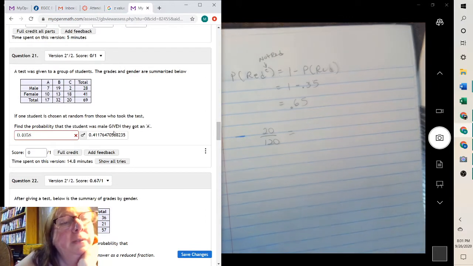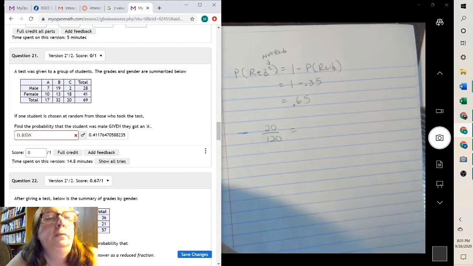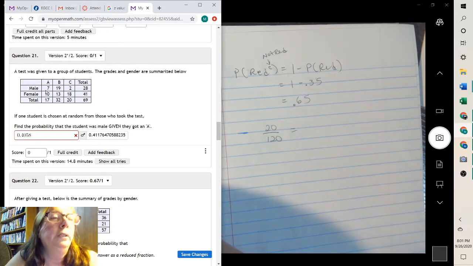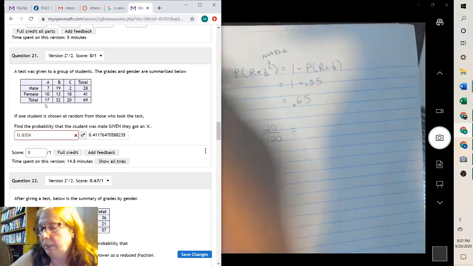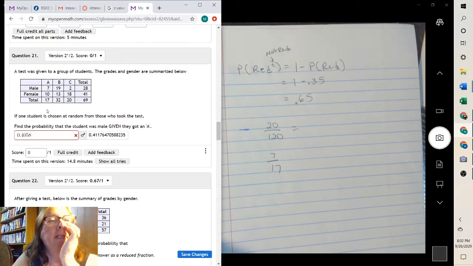This one, when you're talking about given, something that's given, only use that column. So find the probability a student is male given they got an A. So we're only using this column of A. So you only worry about a total of 17 because we know that it came from A. The probability it's a male is 7 out of 17. And 7 out of 17 gives you the 0.411.